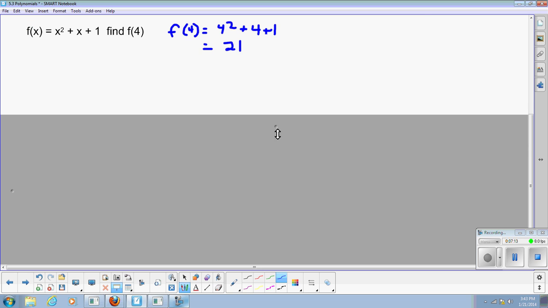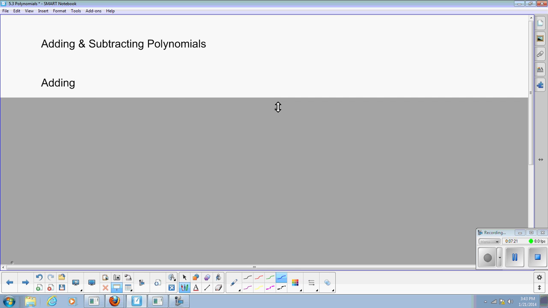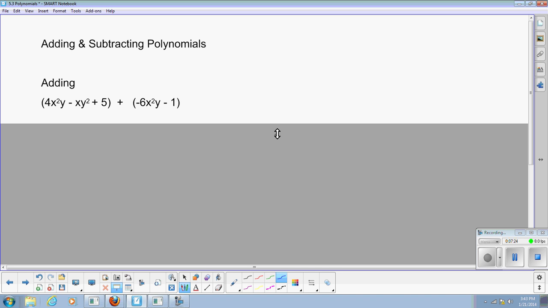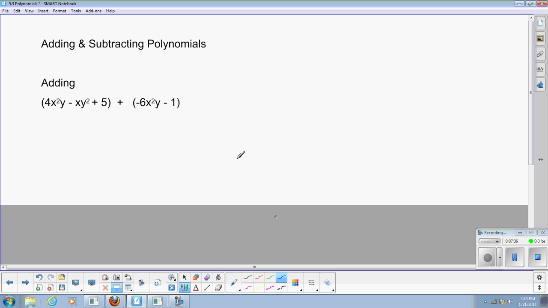Last thing that we need to deal with today on this video is going to be adding and subtracting polynomials. This is the meat of the video now. So when you're asked to add and subtract polynomials, I'll start with an addition example. You may have them written this way. This is a horizontal design on an addition of a trinomial and a binomial. When we do this, the best way is to take a look at your polynomials and line them up vertically. So I'll start with writing out this trinomial first. I have 4x squared y minus xy squared plus 5. I'm adding to that negative 6x squared y minus 1.